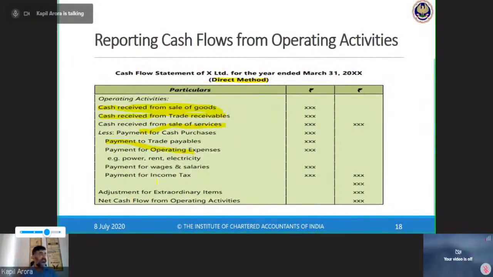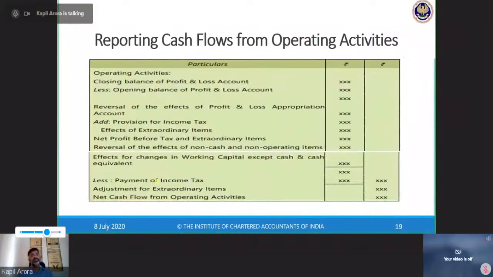Just look at the cash transactions which have happened. The cash transactions we have done will fall here. We don't have to go to the balance sheet at all. Whereas in the indirect method, we do not start with how much cash we are receiving. We start with the profit and loss account balance.